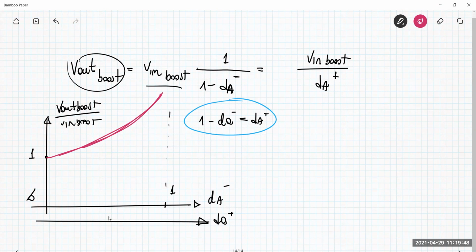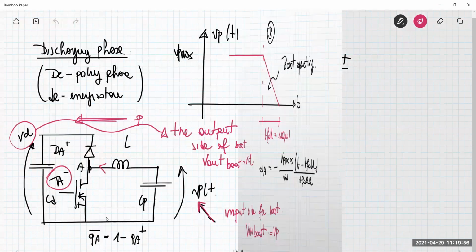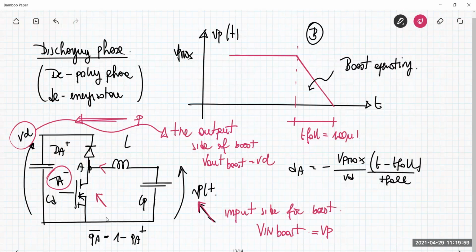So it's possible to have an infinite voltage. What does dA minus equal to 1 mean? dA minus equal to 1 means that this transistor is always closed. And when the transistor is always closed, then the voltage VAN is, let's say, 0. And so how can you have an output voltage, the voltage VD, which is infinite? It's not possible. There is no energy transfer in that situation. According to these equations, it is not correct.